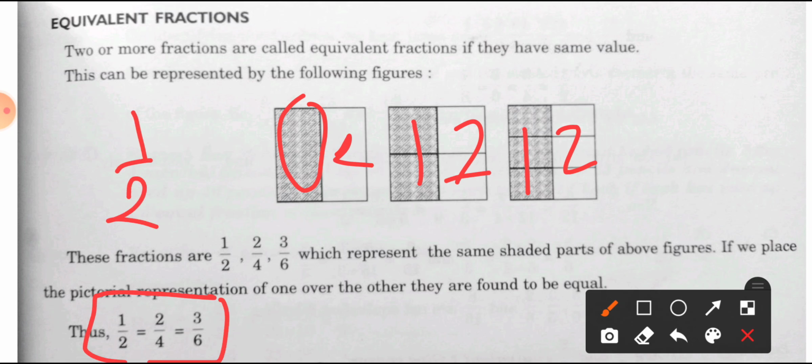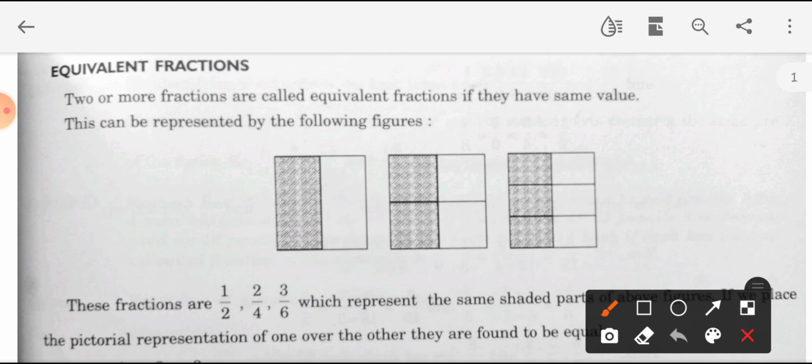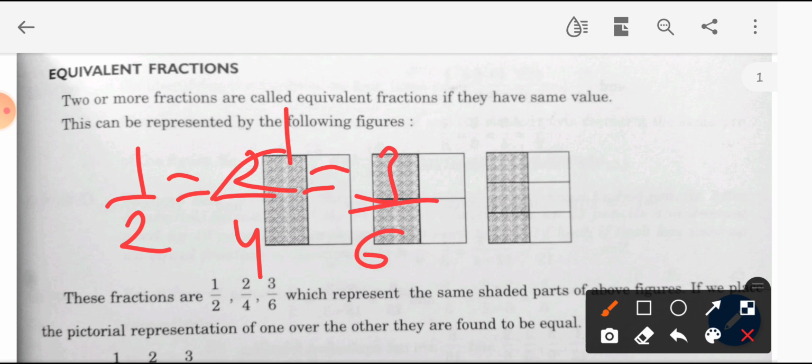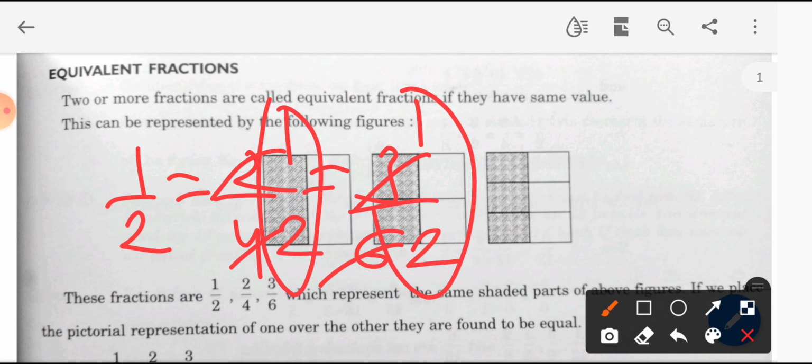So 1 by 2 is equal to 2 by 4 is equal to 3 by 6. So we can write it as 2 1s are 2, 2 2s are 4, 3 1s are 3, 3 2s are 6. If you divide this, you can see that all fractions are equal: 1 by 2, 1 by 2, 1 by 2.